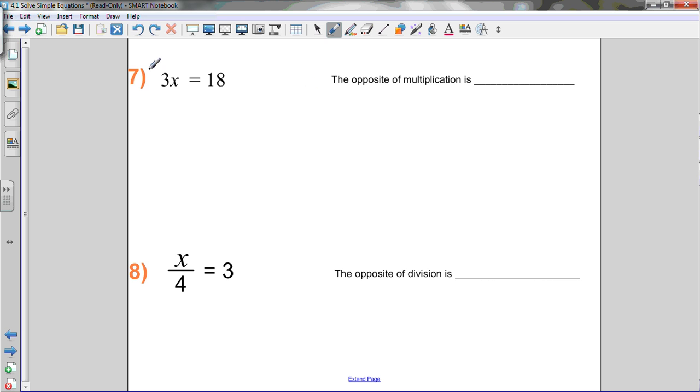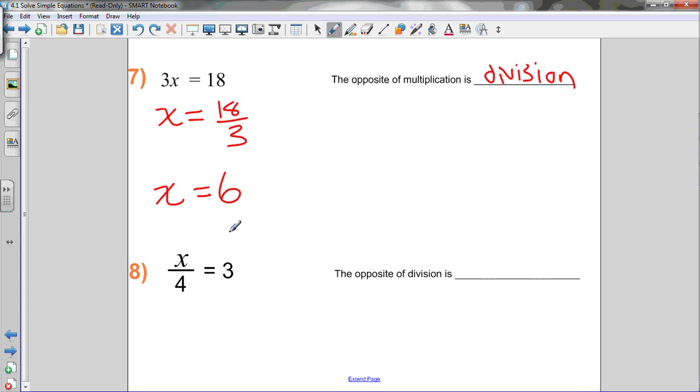Okay? So what I have right now is 3 times x equals 18. So to get this 3 away from the x, I must do the opposite operation. So I must do the opposite of 3 times x. The opposite of multiplication is division. So to move that 3 to the other side of the equation, I must divide it to the other side of the equation. So I'm going to be left with, that 3 is going to go to the other side, but it's going to become dividing by 3. So I'm left with x equals 6.